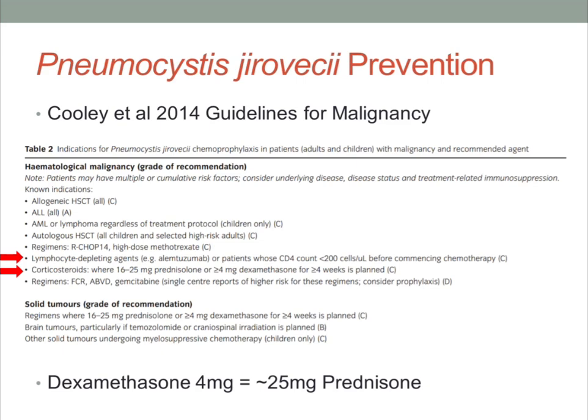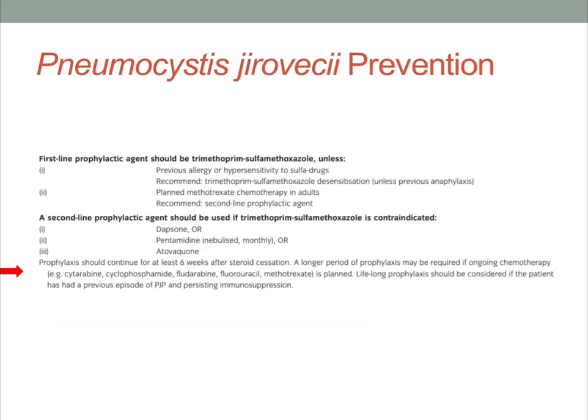It's not exactly the strongest evidence, but first line recommendation in this guideline was trimethoprim-sulfamethoxazole as well. Second lines listed were dapsone, pentamidine, or atovaquone. And they did recommend continuing for at least 6 weeks after stopping the steroids, and continuing it for longer if there was ongoing immunosuppression, or lifelong. You could consider it if the patient had a previous episode of pneumocystis and ongoing immunosuppression. So that patient who's got ALL on therapy and develops pneumocystis, as long as they're continuing to be treated for their ALL, they should be on prophylaxis, not just after they get treated.